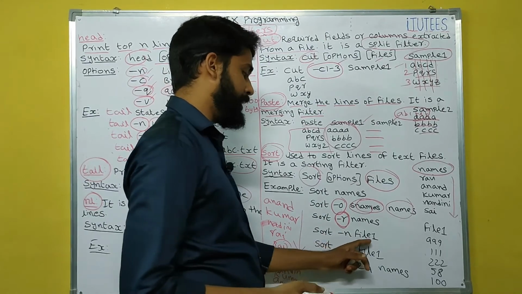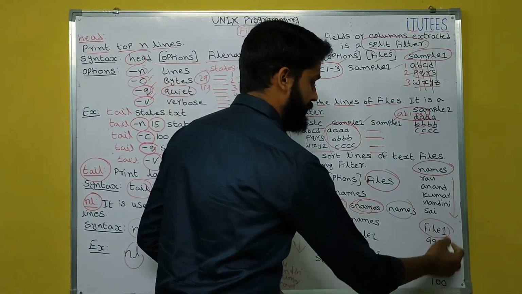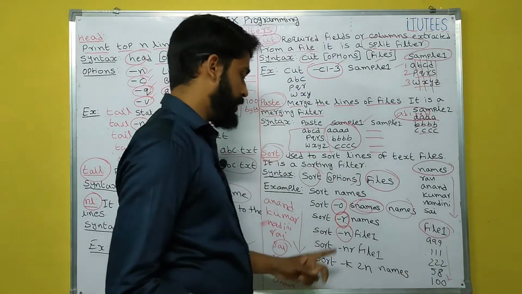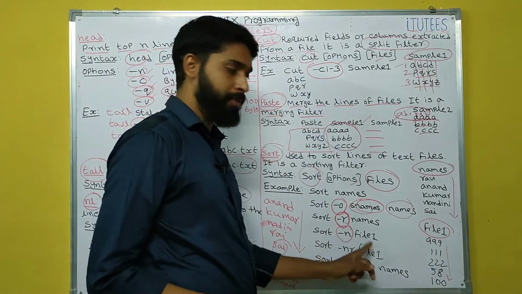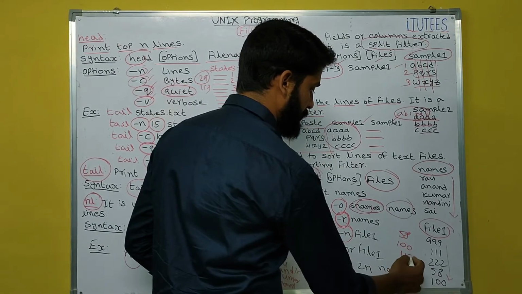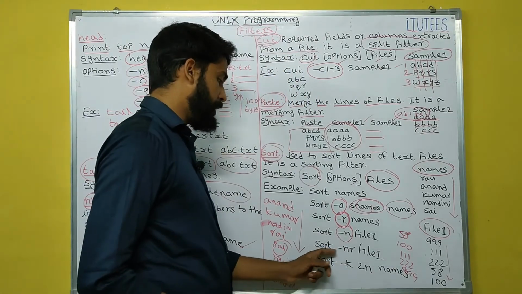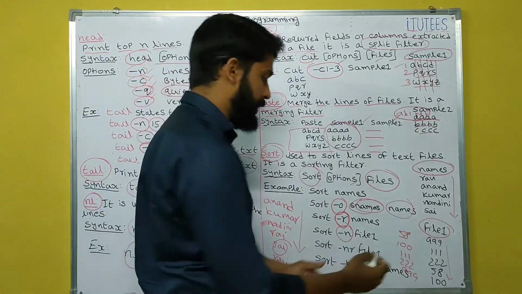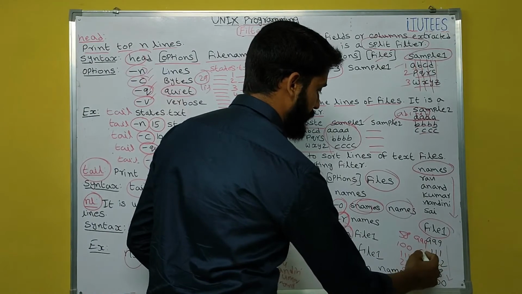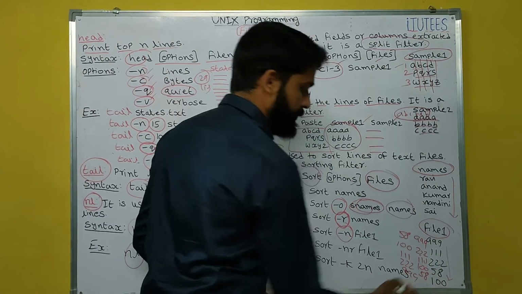Sort -n means numerical sort. Let us assume this is file 1 and this is the content. Now sort -n file 1 displays 58, 100, 111, 222 and 999. Then sort -nr file 1 means reverse. First it displays 999, 222, 111, 100 and 58.